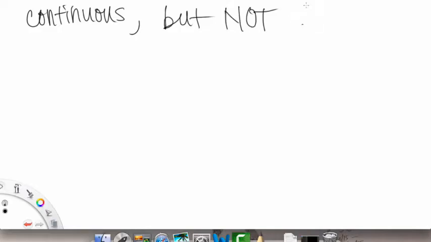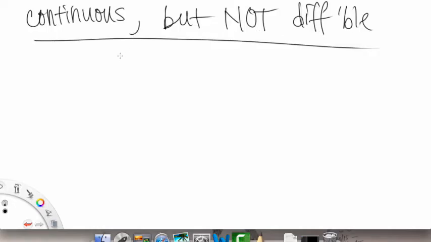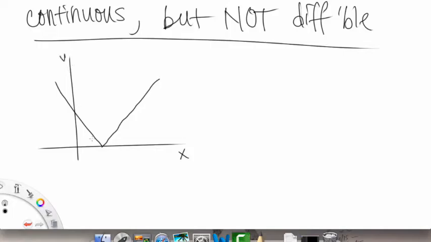Something to note is that you can have a continuous function that is not differentiable. I'll abbreviate differentiable here. An example of this would be the absolute value graph, moved a little bit to the right. Here's our x and our y. What happens at this point? Let's say we're going along, and here's this point. Our tangent mirrors the line.